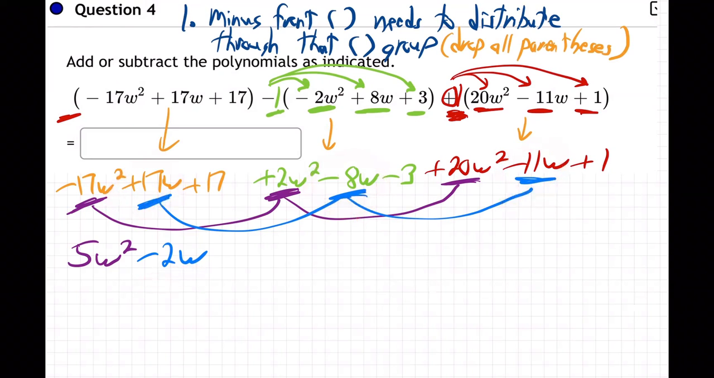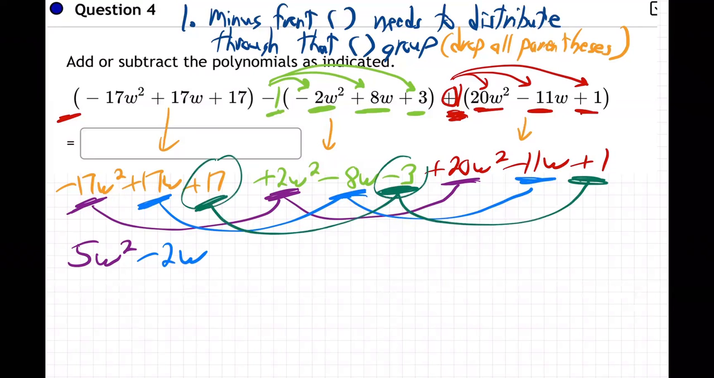All right. Next, what we got left? We got only one group left. Plus 17 minus 3 plus 1. So if I gain 17 bucks and then lose 3, I'm up 14, and 1 more, I'm up 15 bucks. And there we go. We're done. We just combined like terms.